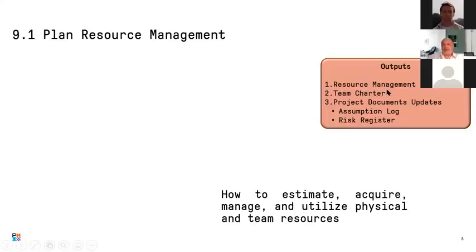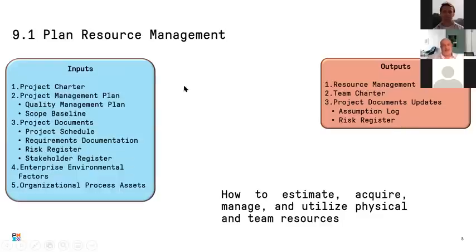We remember we have the project charter, which formally authorizes the project and gives the authority to the project manager. Here we have a team charter that we are going to talk about, and then we are going to have some updates to our documentation: the assumption log and the risk register. For our inputs, we are going to talk about the project charter, project management plan, project documents, and the EEF, enterprise environmental factors, and the OPA, the organizational process assets.